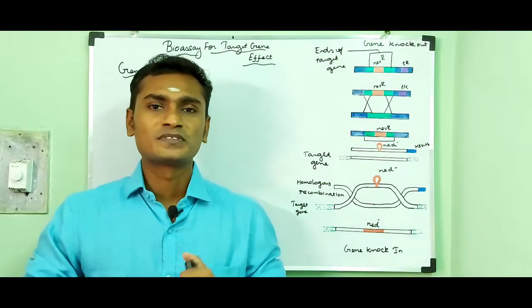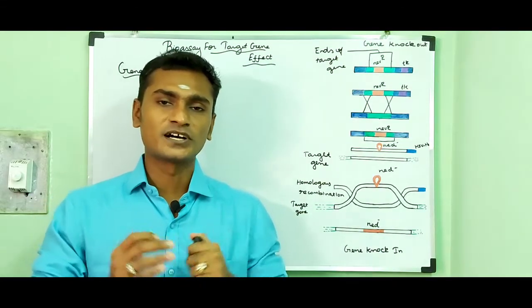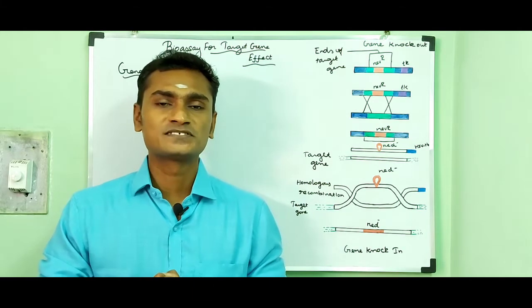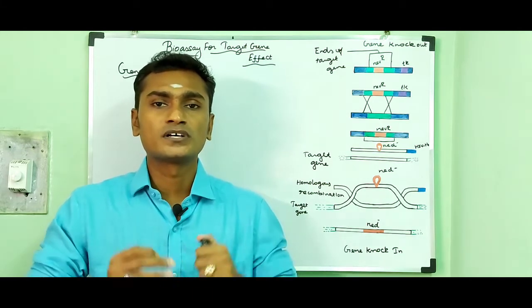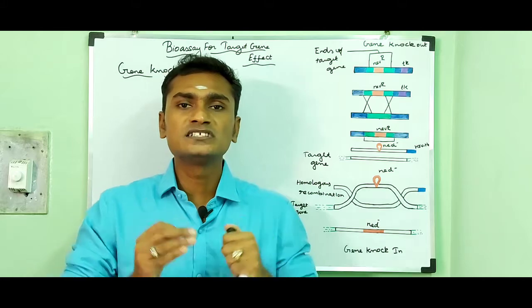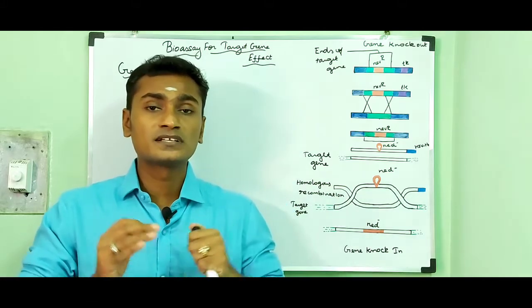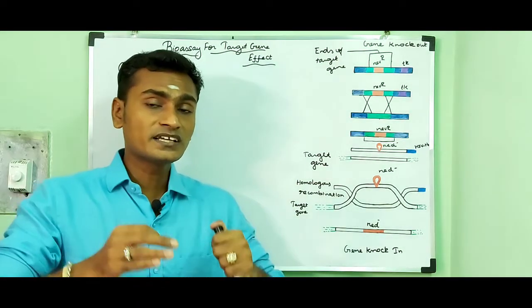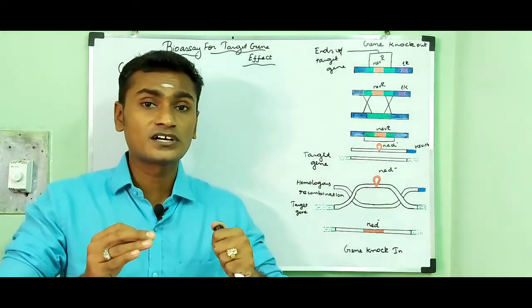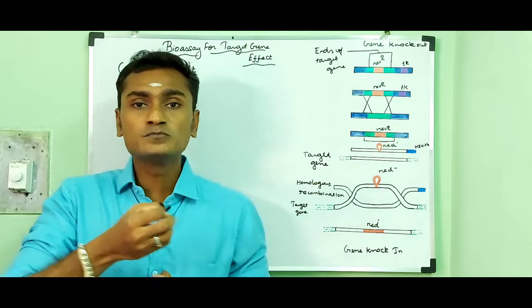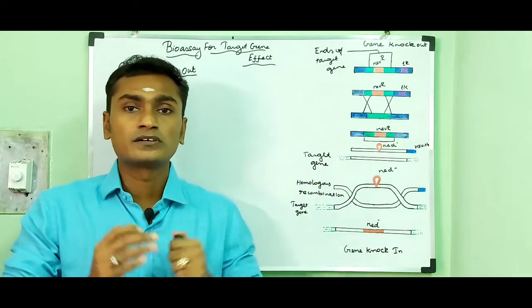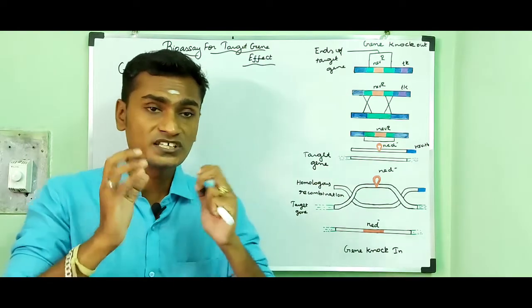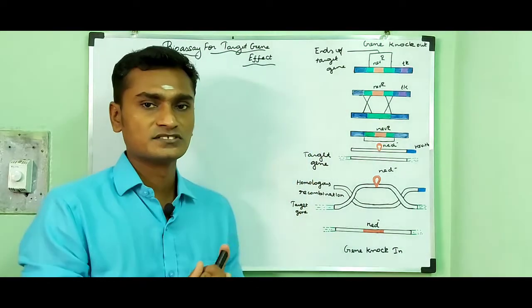Let me teach you the process of gene knockout. Gene knockout means we are removing or excluding a particular gene from an organism permanently by introducing a target gene. So this technique is used to study the function of a particular gene by removing the gene from an organism permanently by using a target gene.